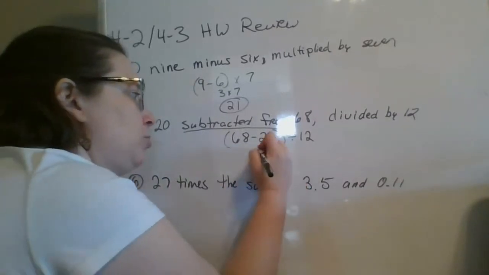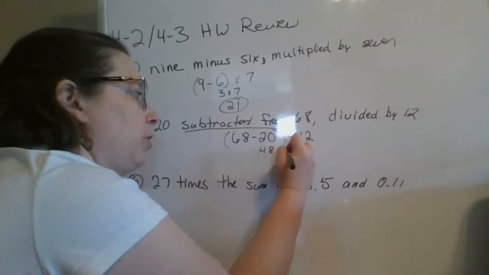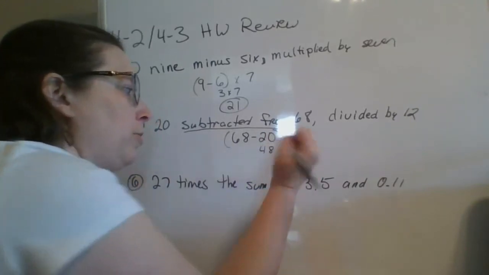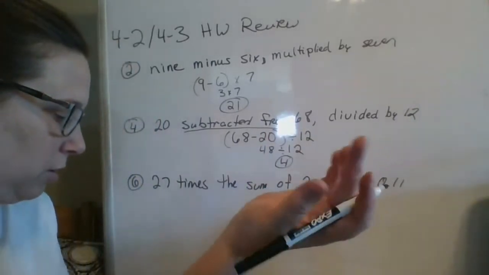68 minus 20 would be 48. 48 divided by 12 would be 4. So number 4, the answer is 4.